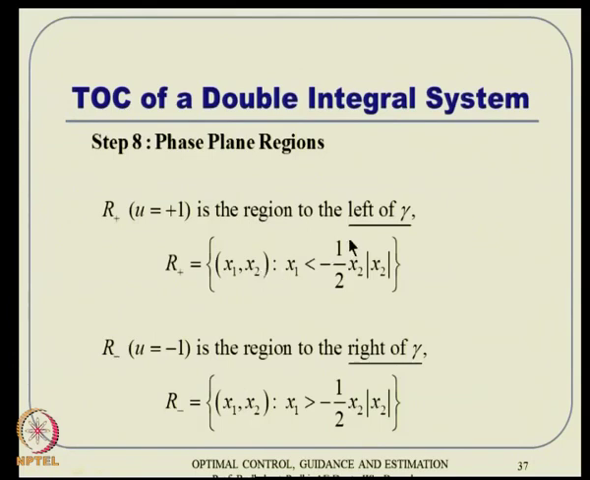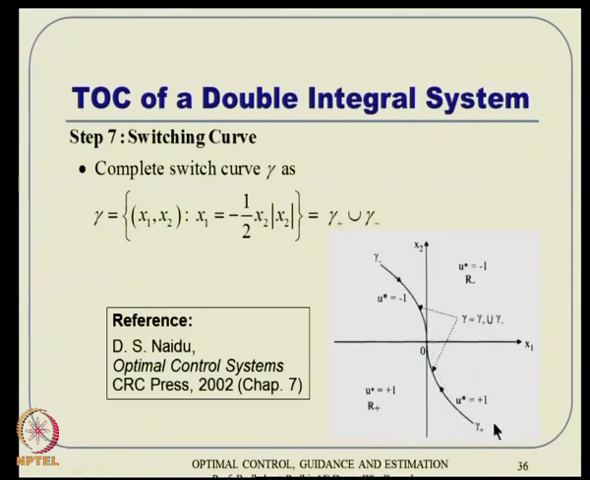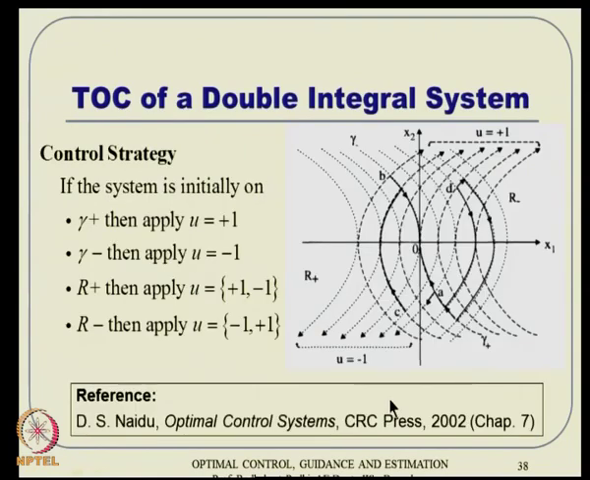Okay. Now, accordingly, after knowing the switching curve, we can define some phase plane regions, and accordingly we will define R plus and R minus, and R plus happens to be all these points where this condition is satisfied, x1 is strictly less than this expression, minus half of x2 times x2 modulus, and R minus is the region where x1 is strictly greater than this same expression. In other words, once we define this gamma, which is this curve, okay, this entire region towards the left side is nothing but R plus, and the entire region towards the right side is R minus actually. Okay. This is what is written here.